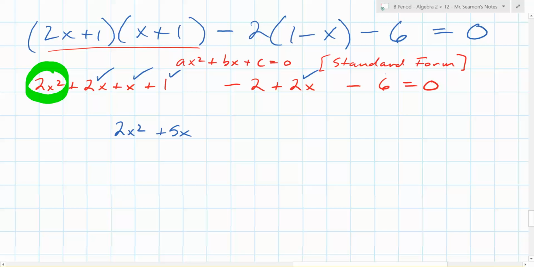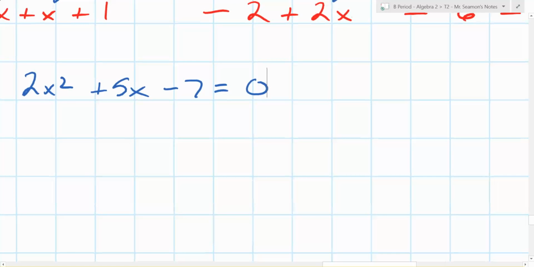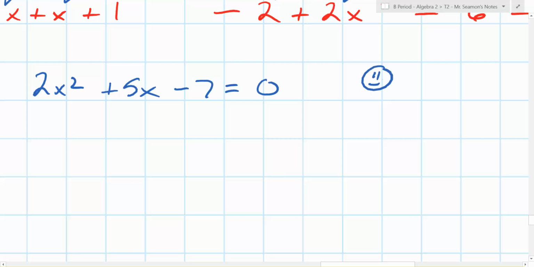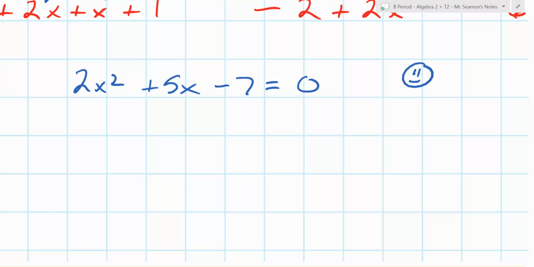And then we have 1 and minus 6. What's that? Oh, 1 minus 2 minus 6. What's that going to be? Minus 7. And what does it equal? 0. So now, are we in standard form? So first step was making sure it equals 0. Then put it into standard form. We have to multiply, clean it up a little bit. What's the third step? What do we have to do now?